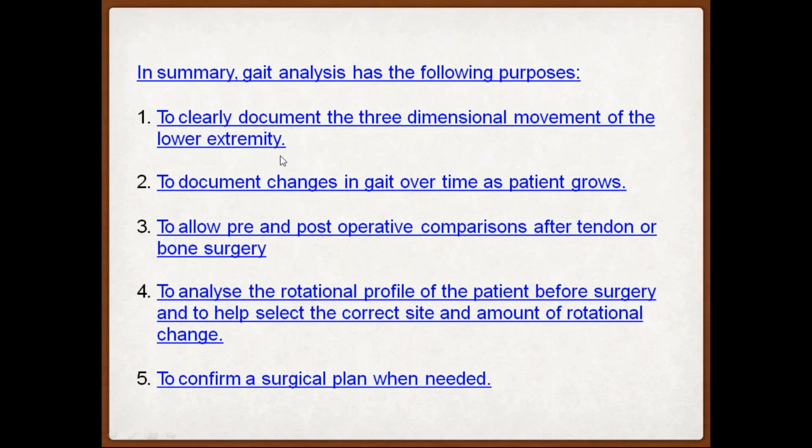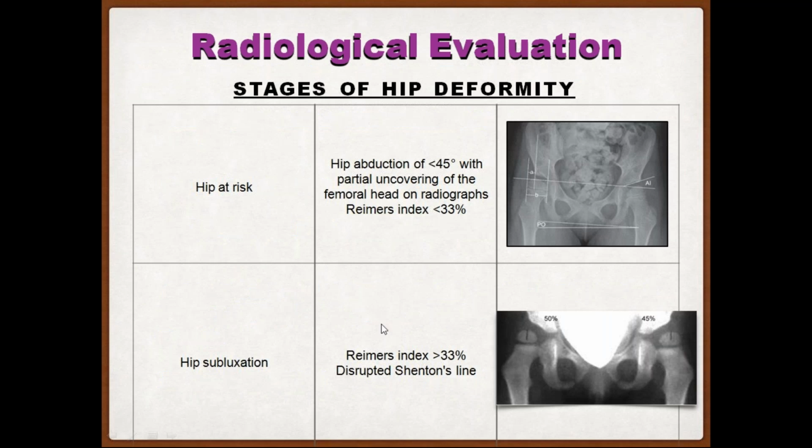In summary, what is the purpose of gait analysis? To clearly document the 3-dimensional movement of the lower extremity, to document changes in the gait over time as the patient grows, to allow pre and post-operative comparisons after tendon or bone surgery, to analyze the rotational profile of the patient, to confirm his surgical plan when needed.